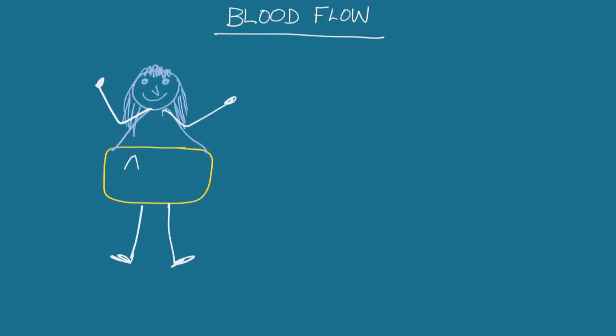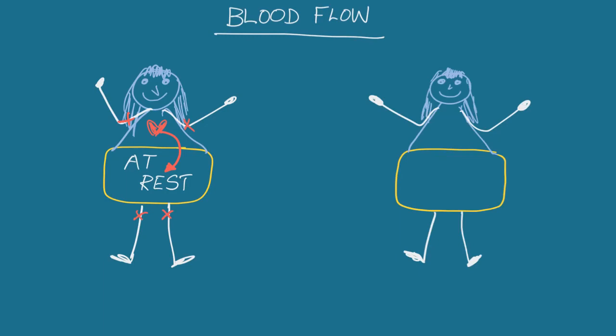Let's compare blood flow while you're at rest versus while you are exercising. When you are at rest, your body is under the parasympathetic influence, and so more blood flows to the abdominal region. There is vasodilation of the abdominal blood vessels and vasoconstriction of blood vessels going to the arms and legs. When you are exercising, it's the opposite. You need more blood to flow to the arms and legs and less blood to flow to your abdominal region.